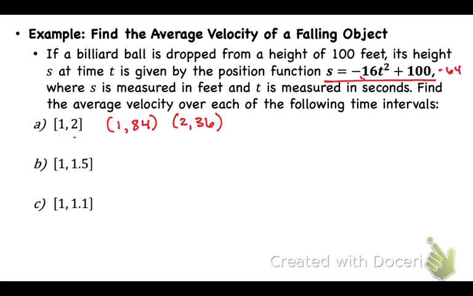Okay, well, 1 minus 2 is negative 1, right? So you have 36 minus 84 over 2 minus 1. 36 minus 84 would be negative 48. Over 1, so it's negative 48 feet per second. Feet and seconds, right here.